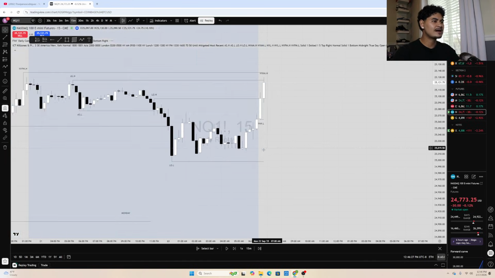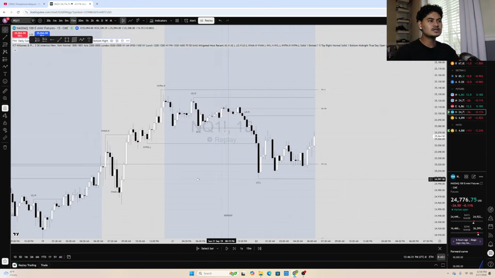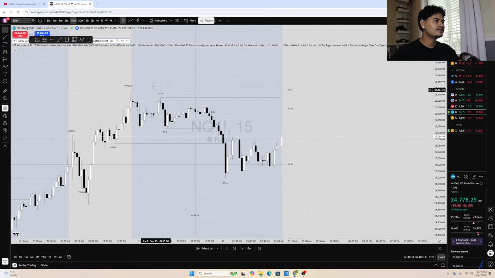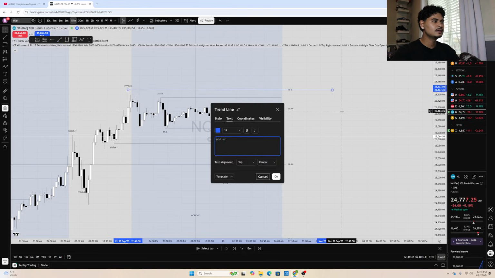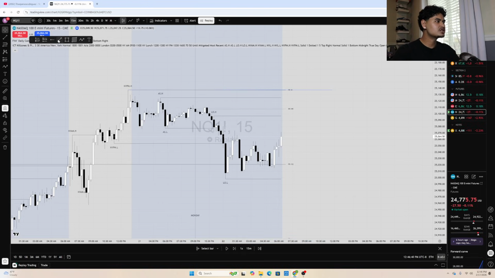Looking at the 15-minute time frame right here, let's go to market open, 6:30 right here. Where's the draw on liquidity? We have previous day high right here. And then we also have Asia high right here. Asia high is right here. So these are two good draws.